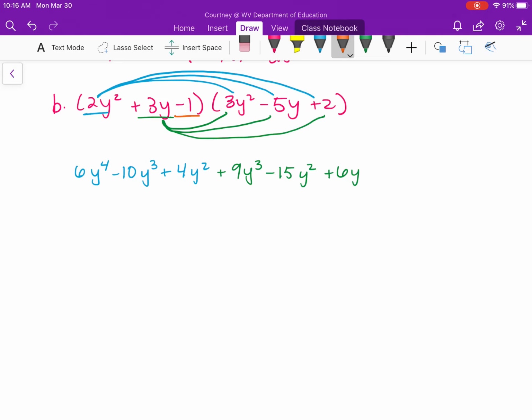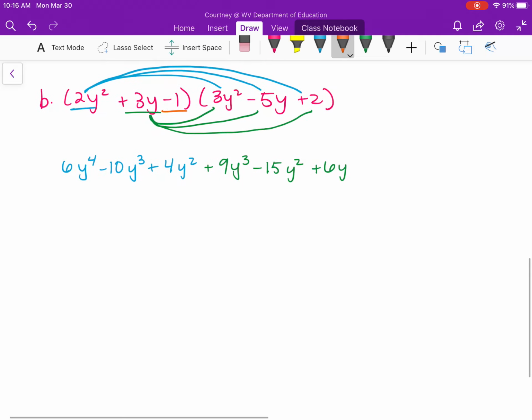Okay, we're not done yet. We have one more, this negative 1 right here. So negative 1 times 3y squared is negative 3y squared. We're just going to change all the signs. Negative 1 times negative 5 is positive 5y squared. And negative 1 times positive 2 is negative 2.